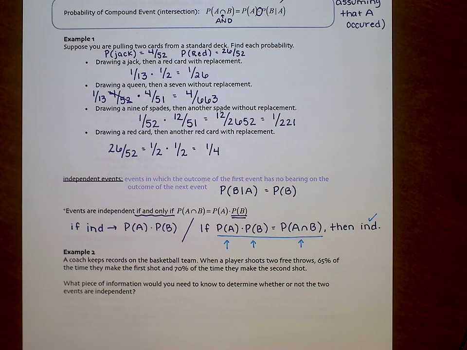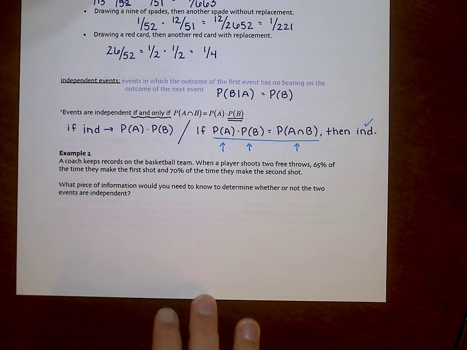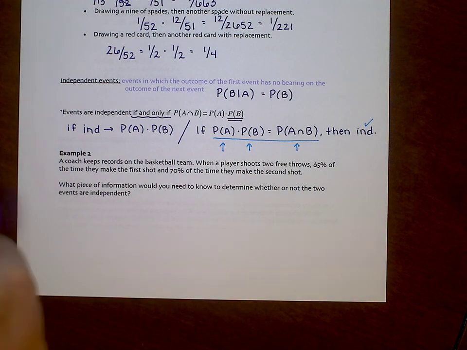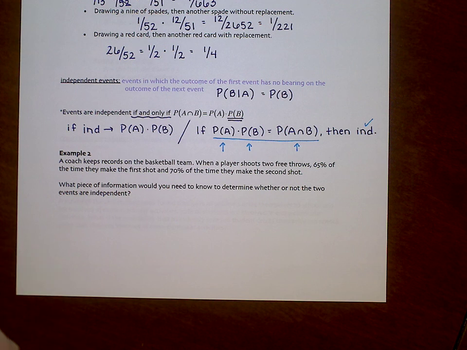So we might get into that a little bit in this next example. Coach keeps records on the basketball team. When a player shoots 2 free throws, 65% of the time they make the first shot, 70% of the time they make the second shot. And I want to know, are these two things independent or not? Well, this is one of those situations where we would look at this and say, making the first shot shouldn't have any effect on whether they make the second shot, right? I mean, it shouldn't happen logically, but we need to be able to say so mathematically.